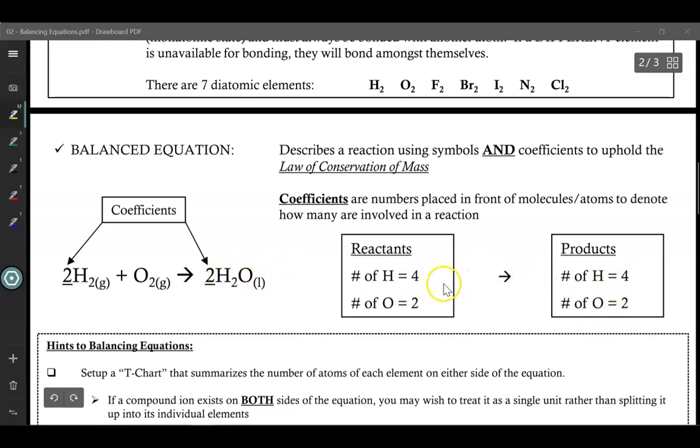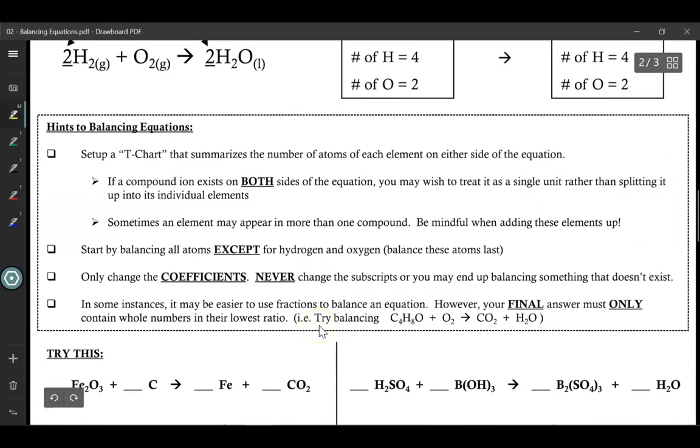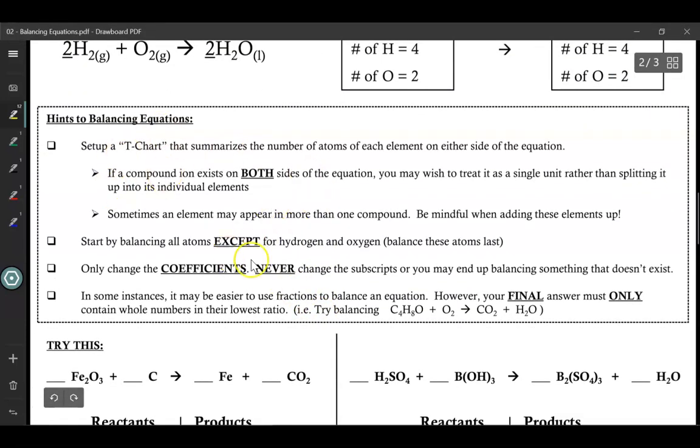So the number of atoms going into the reaction is equal to the number of atoms coming out of the reaction. Mass going in equals mass going out. Mass is conserved.